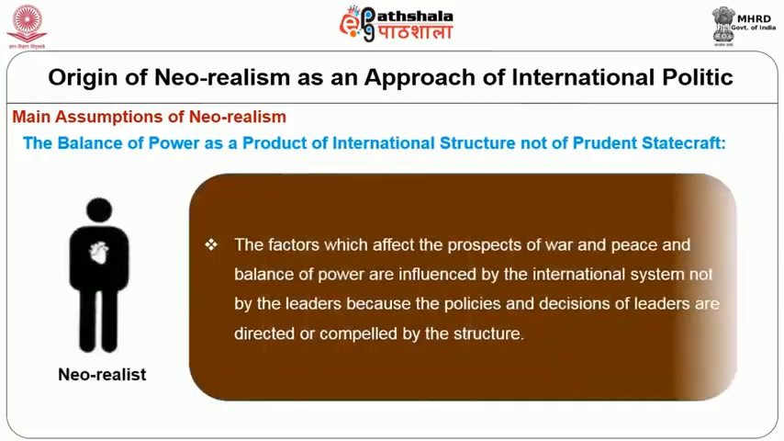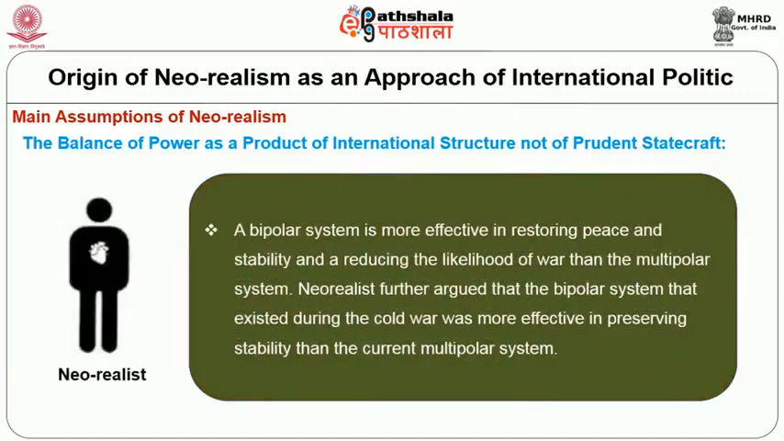The neorealists argue that the factors which affect the prospects of war and peace and balance of power are influenced by the international system and not by leaders, because policies and decisions of leaders are directed and compelled by the structure. Neorealists have generally argued that a bipolar system is more effective in restoring peace and stability as well as reducing the likelihood of war rather than a multipolar system.